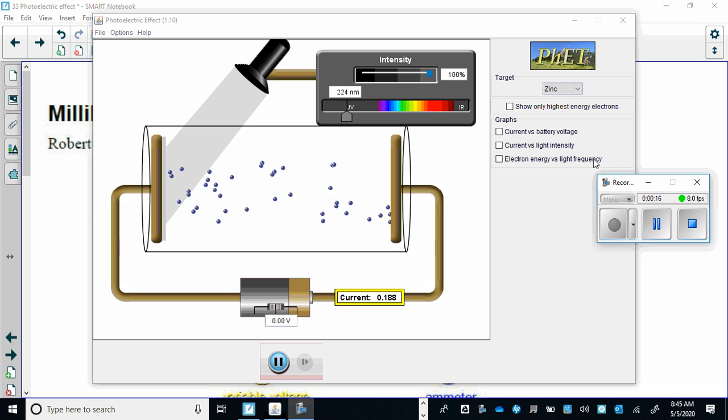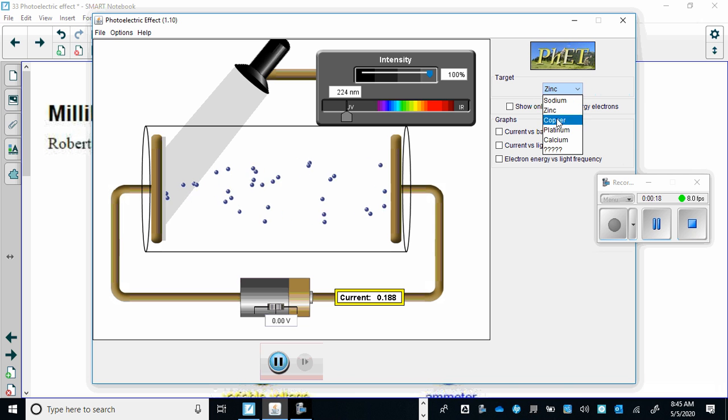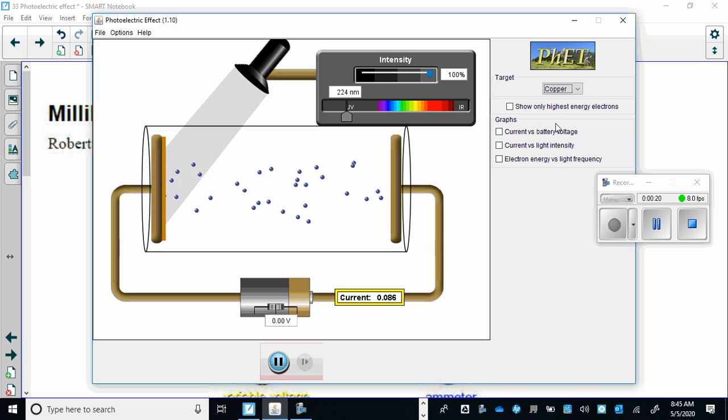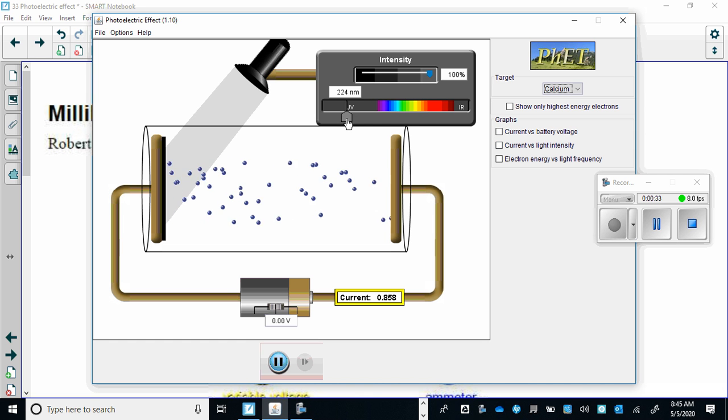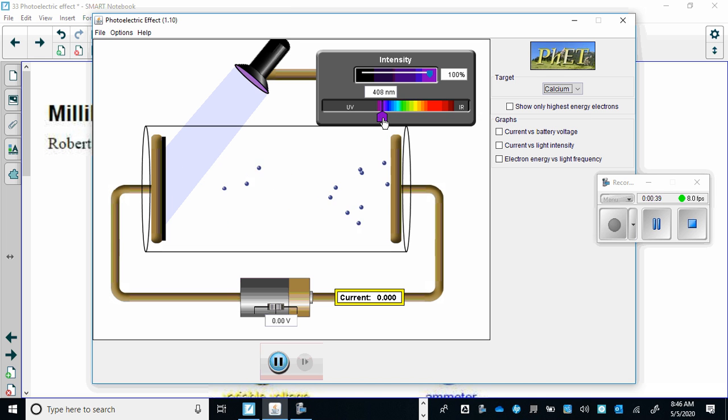We'll stick with, let's change the metal. Let's try copper. Oh, copper, interesting. How about platinum? Wow, platinum needs a lot of energy. Calcium, let's go with calcium. Calcium seems to be releasing the electrons at a pretty low frequency. So violet light is just enough to get them off the surface. So we're shining ultraviolet light on it now.